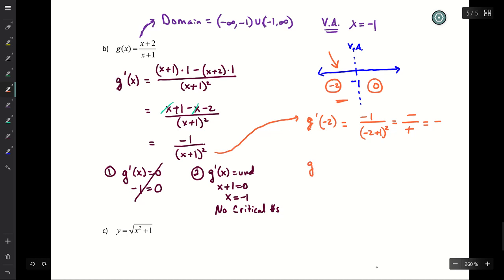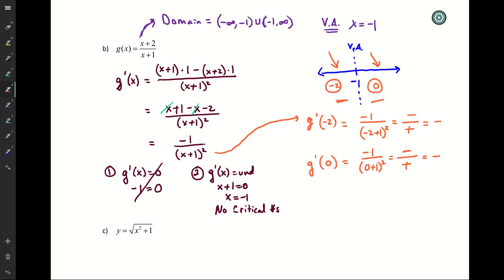All right, now do the same thing with g prime of 0. So I'll have -1 over 0 plus 1, all squared. And then notice we have the same thing happening in this problem. The top is negative no matter what. The bottom is positive no matter what. And so we have a negative overall. So on this side, we still have negative. So we're still decreasing. So what this tells us is we're decreasing over our entire domain.